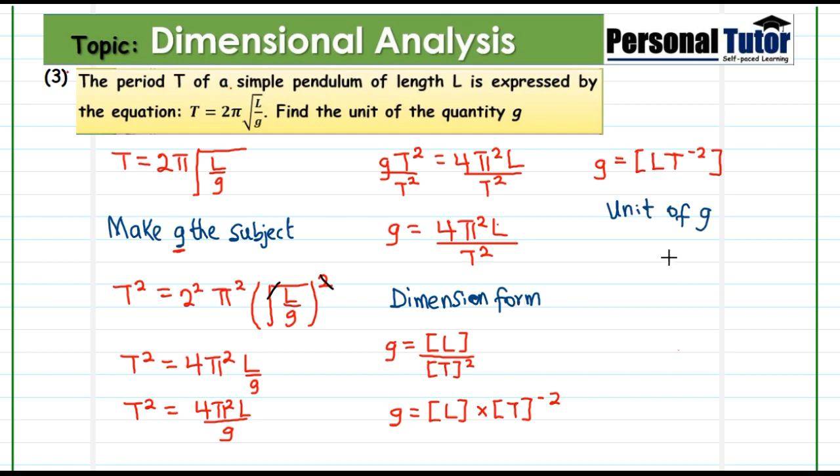And out of it, you could determine the unit straightforward. So the unit of G then becomes length has the unit meter, T time has the unit seconds to the power minus 2. Therefore, the unit of G is meter per second square. And that is incredibly good because G is acceleration due to gravity.